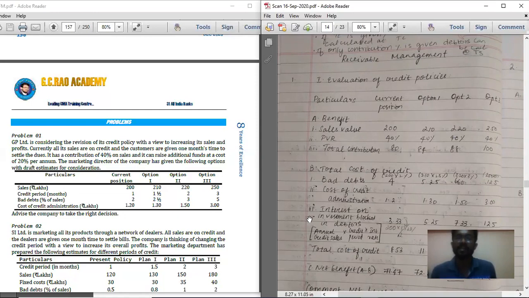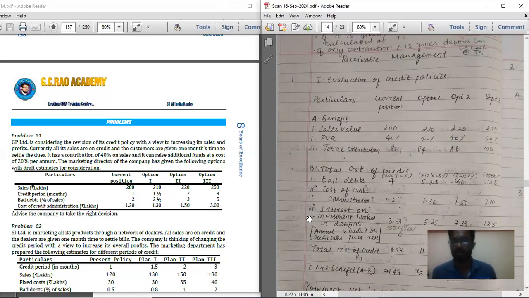Put the heading Unit number 2, Receivables Management. Problem number 1. Statement number 1: Evaluation of credit policies.